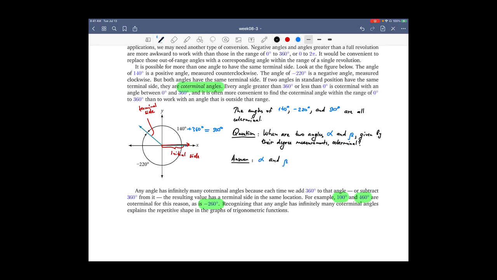Alpha and beta are coterminal if and only if the difference alpha minus beta or beta minus alpha, that doesn't matter, is an integer multiple of 360 degrees.